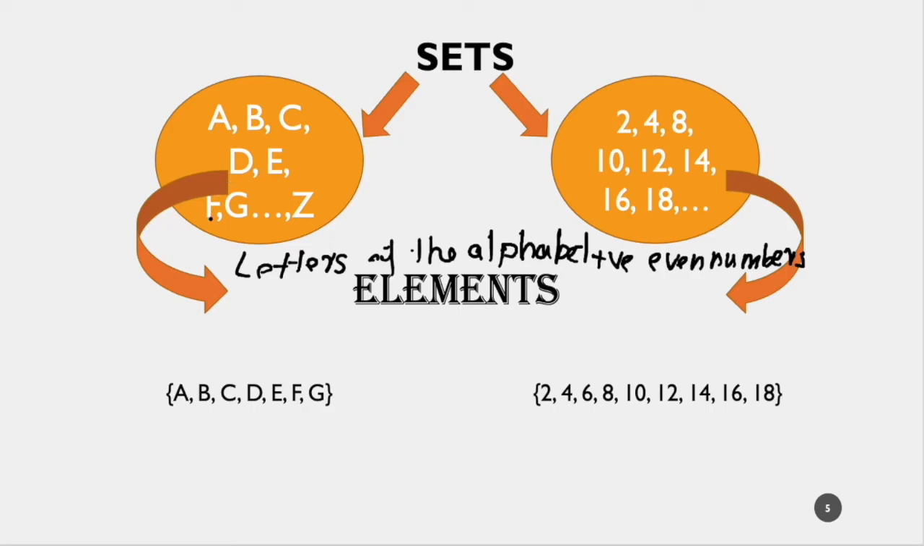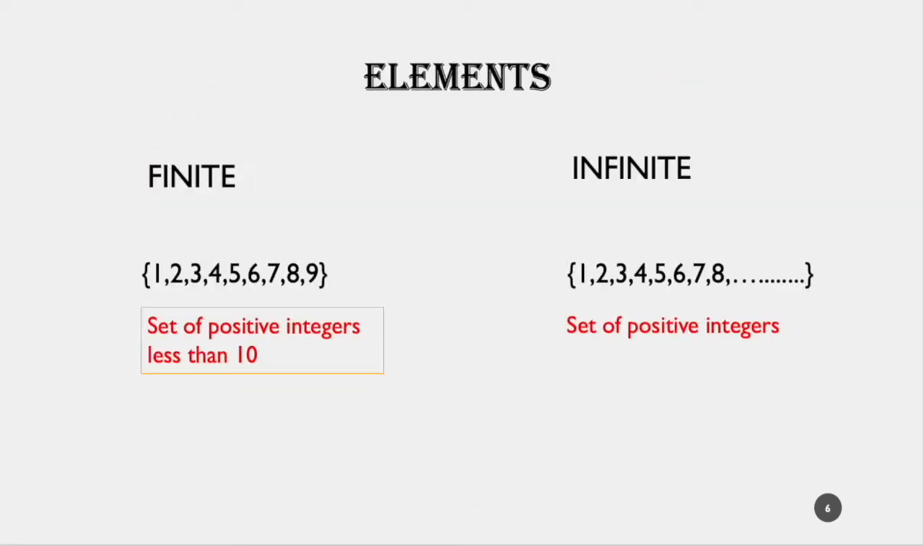So how do we write the elements? In mathematical notation, these elements are written within two curly brackets like this one right here, and are separated by commas. So what are the elements of this first set? A, B, C, D, E, F, G, etc., till Z. And what about this one? This one would be all positive even numbers, and it doesn't end at 18, it would go on and on till infinity. A set can have either a finite or infinite number of elements.